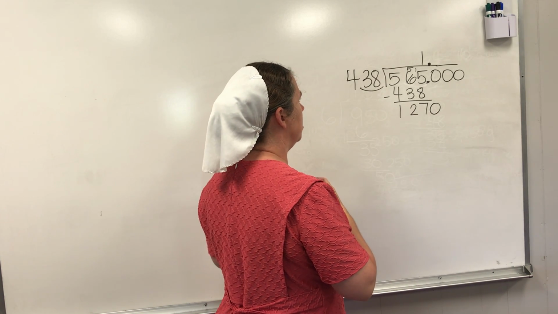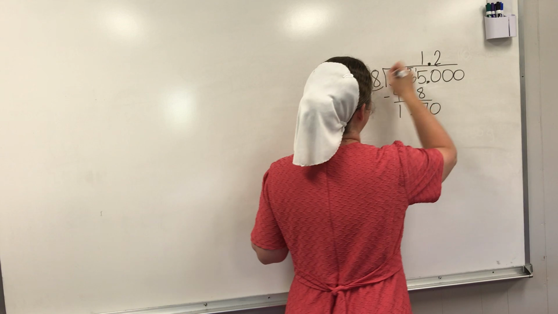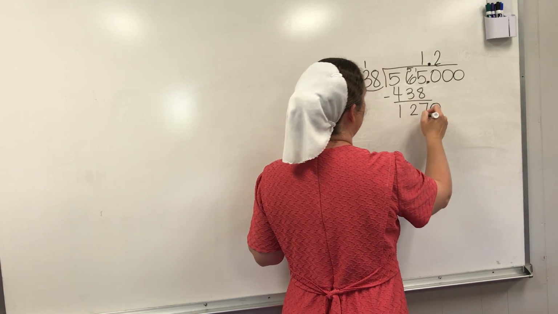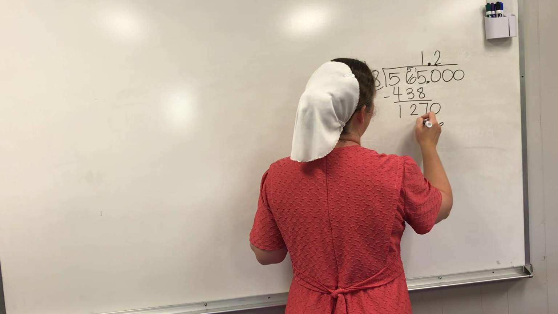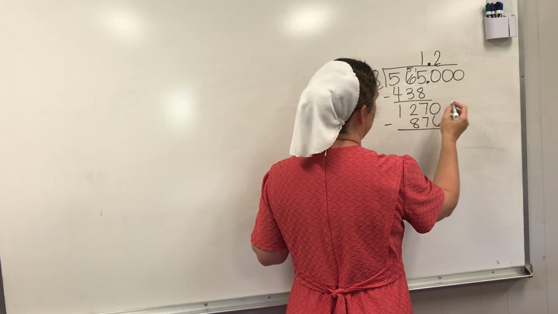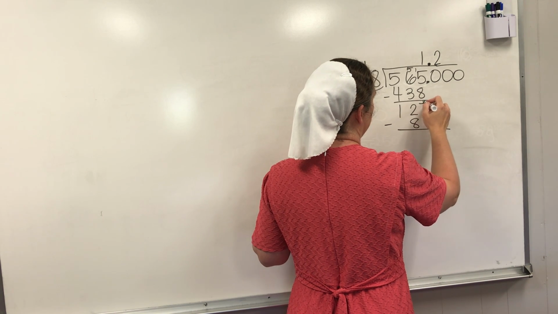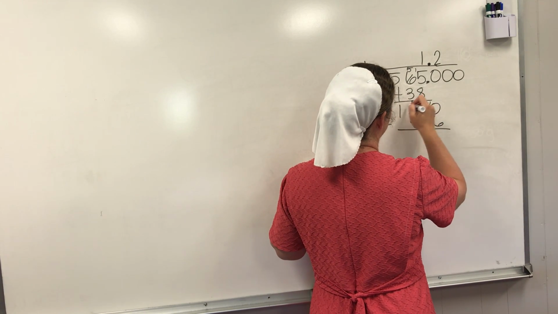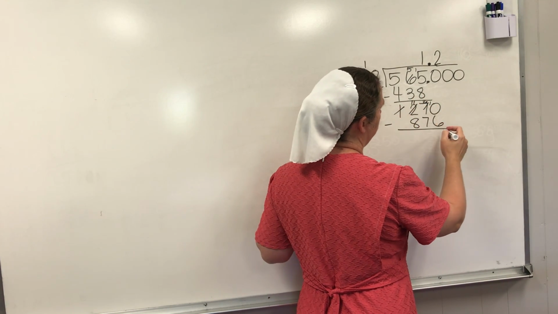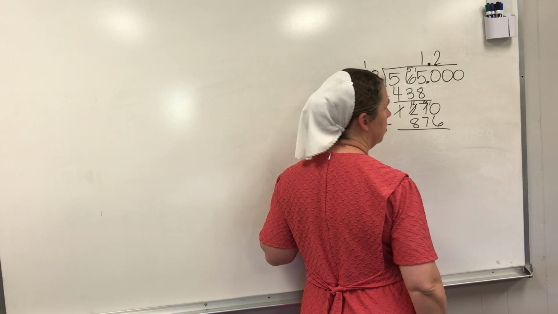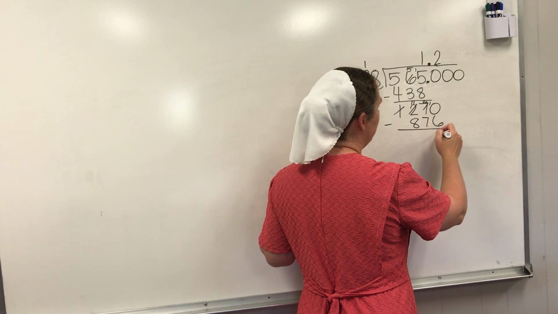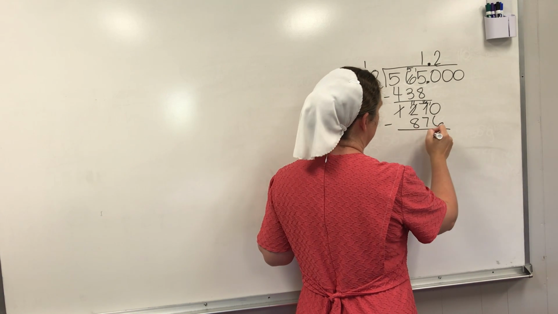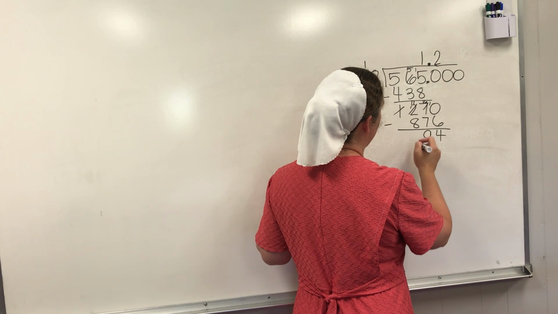Probably not 3 times. Let's try 2 times. 2 times 8 is 16. 2 times 3 is 6 plus 1 is 7. 2 times 4 is 8. Subtract, borrow, borrow, and borrow. All right, 10 take away 4, Ashley, is, okay, so I just gave you all the answer. 10 take away 6 is 4. Ashley, 16 take away 7, 9. Delcy, 11 take away 8 is 3.